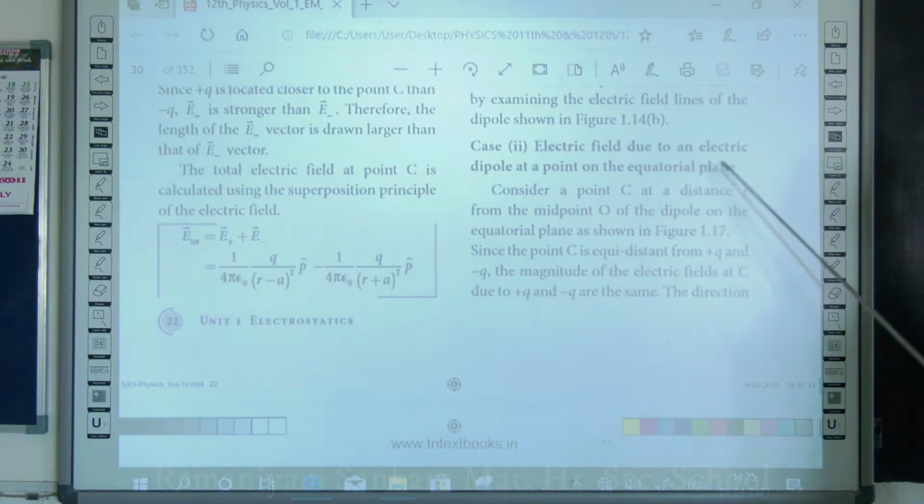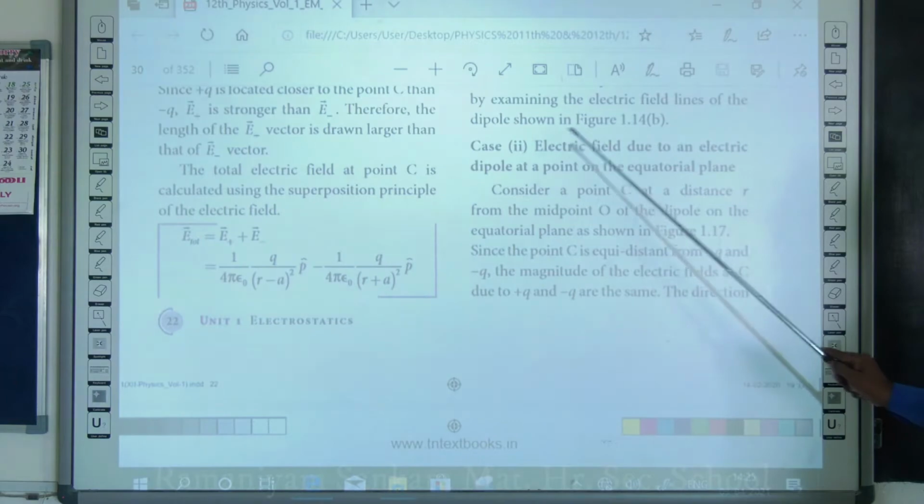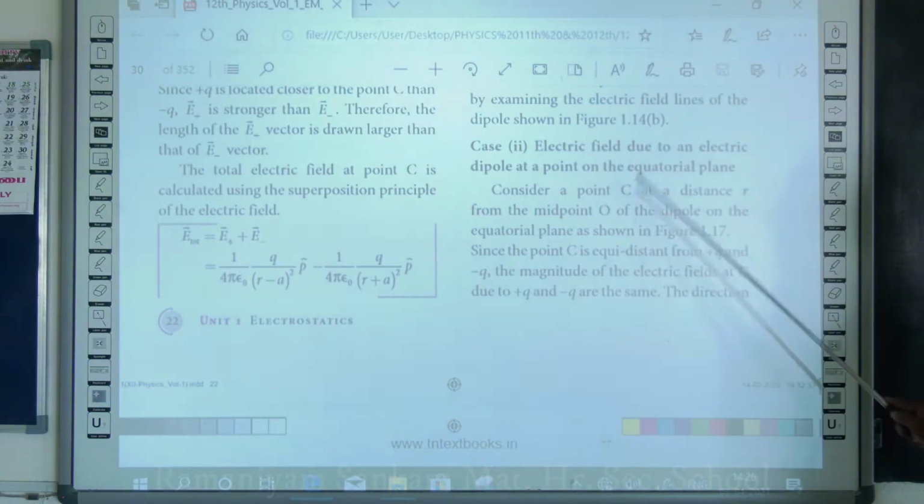You can underline this. Be careful. Always read the full sentence. You will confuse the electric field with the electric potential also. You will confuse the axial line with the equatorial line. So be careful, see the question. What is the equatorial line? This is the axial line, and perpendicular to the axial line is called the equatorial line.